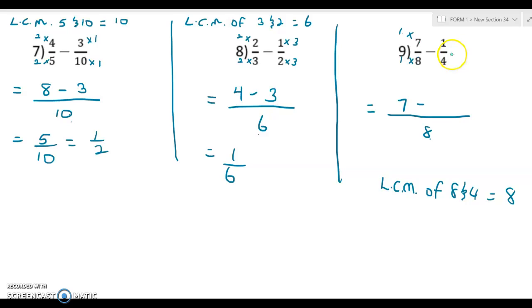Take away, looking at a quarter. 4 by 2 gives me 8, so multiply it up by 2 as well. So I'm going to get 7 take away 2, which will be 5/8. Right? And now last 3 questions.